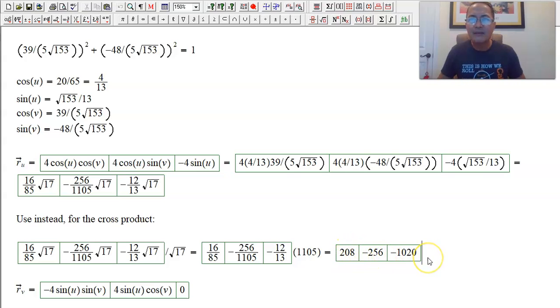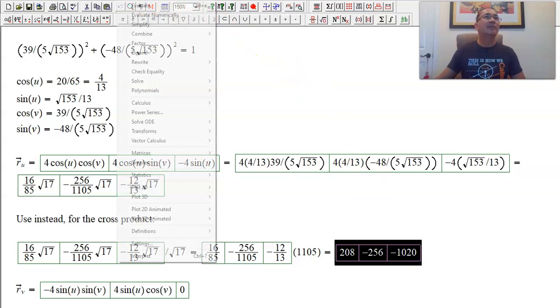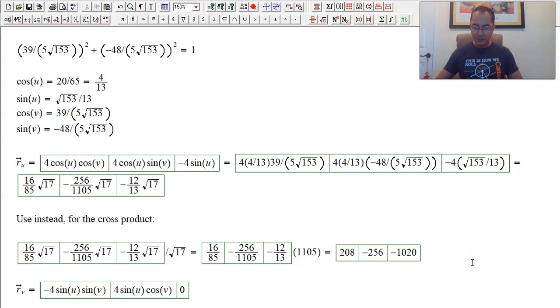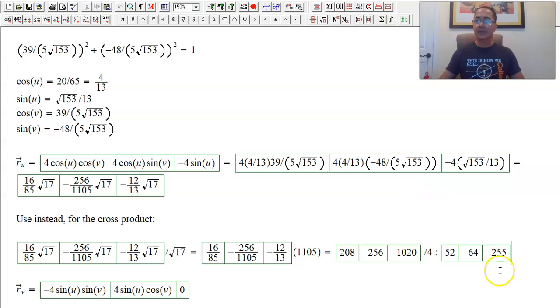Oh, but wait a minute, now that looks like everyone is divisible by 4, right? How about compute and factor? Oh, yes, we do have 4s everywhere there. Okay, magic trick. So divide by 4, we get, what do we got? Okay, there we go. I don't think that can be reduced any further.